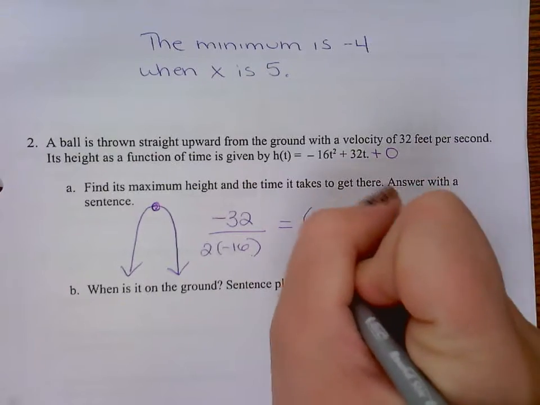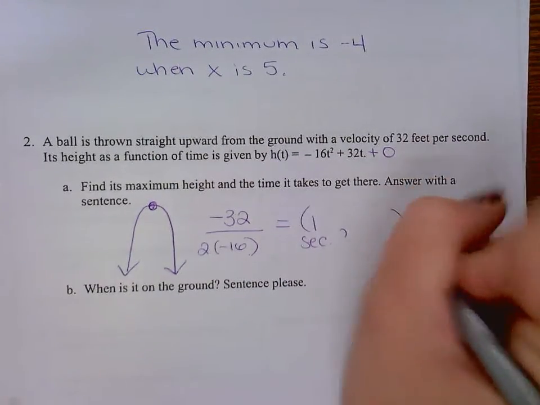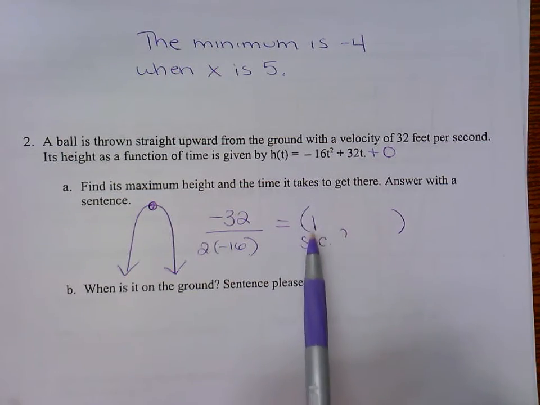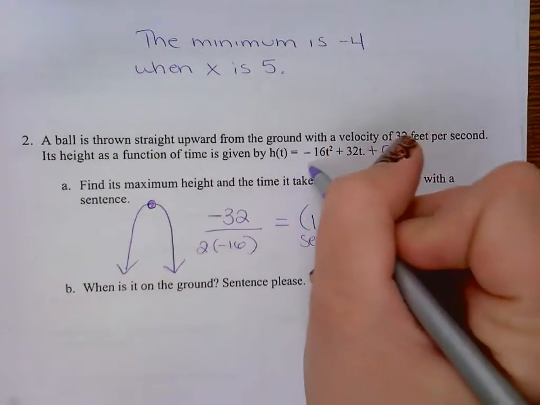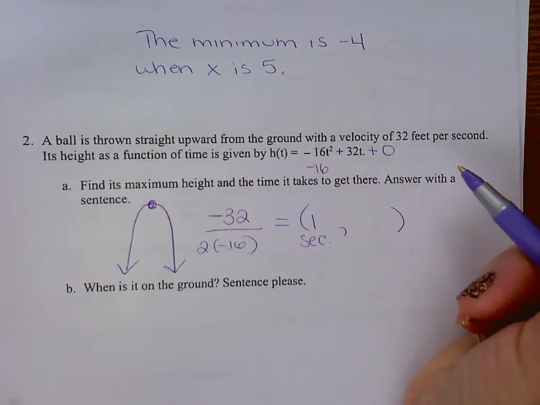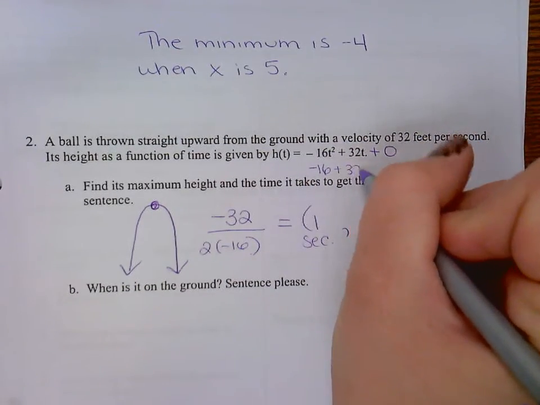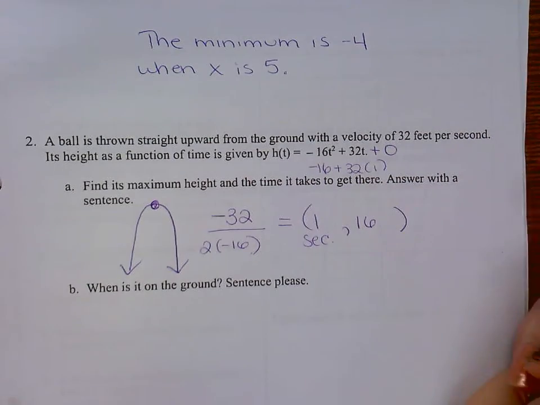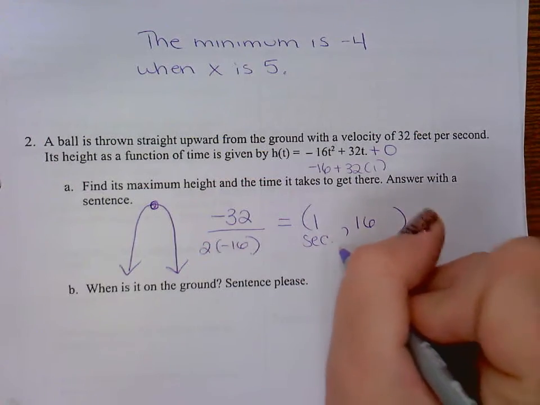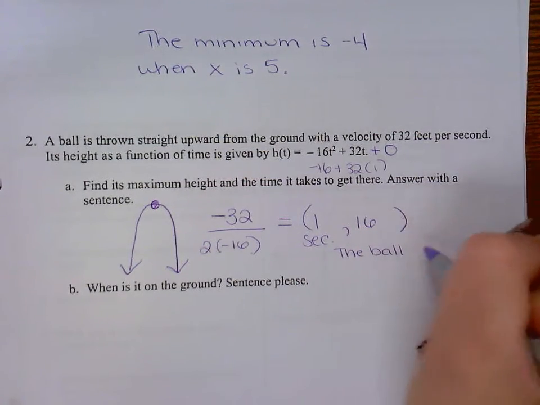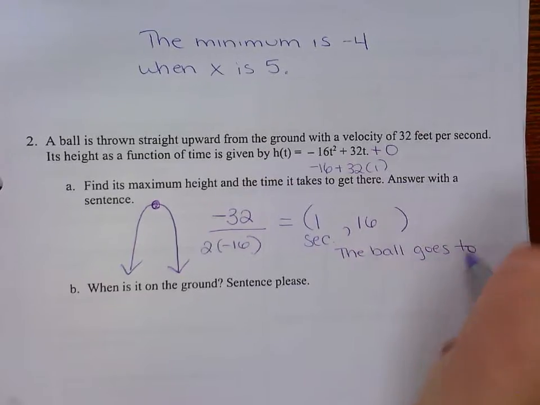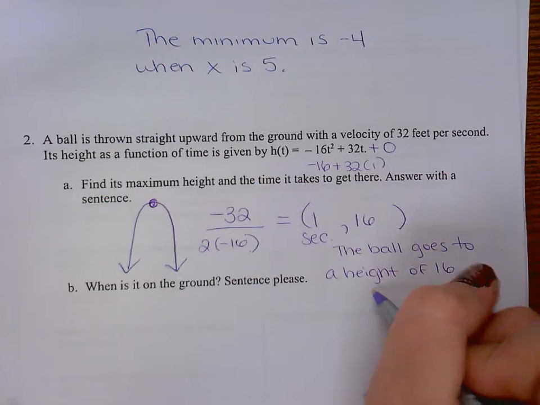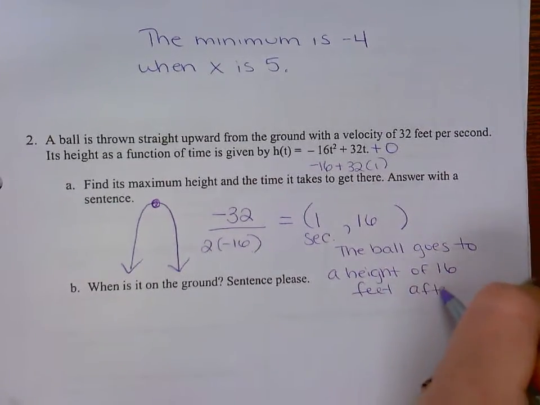So it takes 1 second, and when I plug in 1, it'll give me the height. So if I plug in 1, I'm still going to get negative 16, because I have negative 16 times 1 squared, plus 32 times 1. So negative 16 plus 32 is 16. So the ball goes to a height of 16 feet after 1 second.